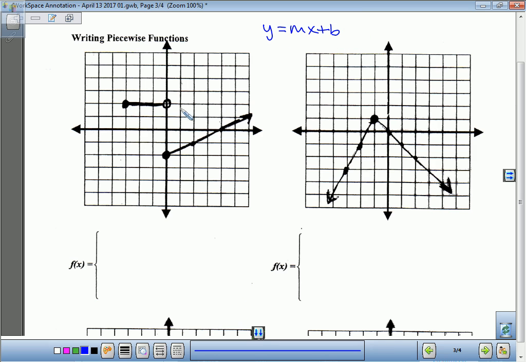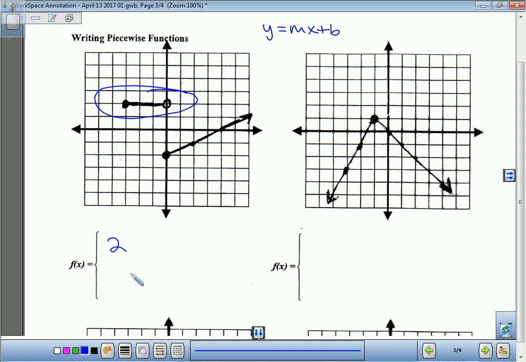Now, this first line I see, and I chose to start here because we always go from left to right, from least to greatest values for our x. So we're going to start with this segment, and that is a horizontal line. The slope of a horizontal line is 0, so this is y equals 2, or f of x equals 2.